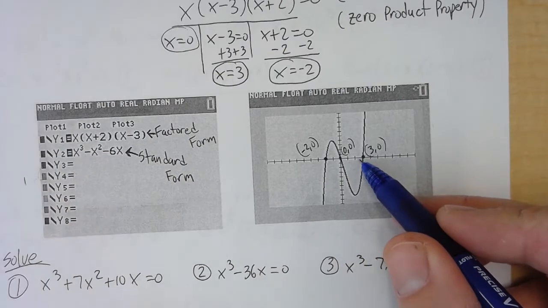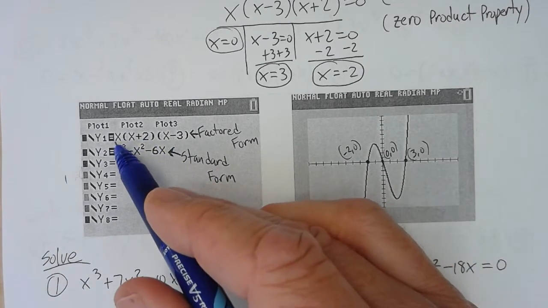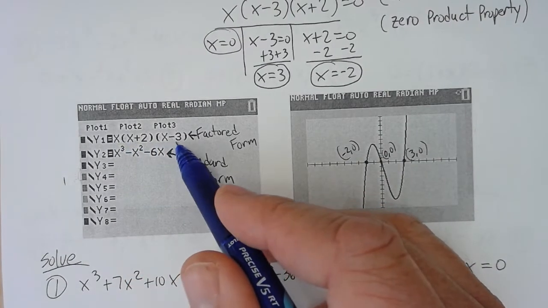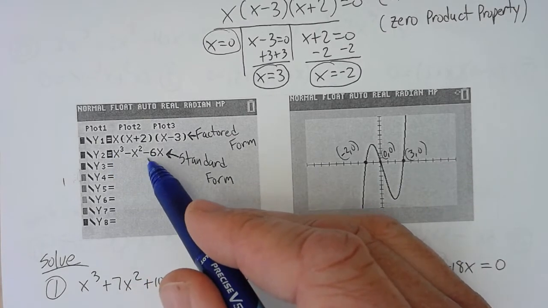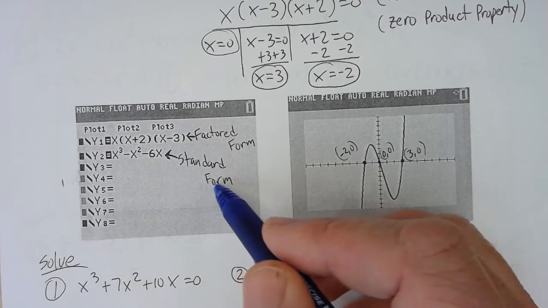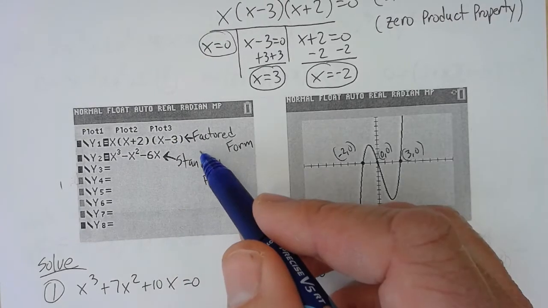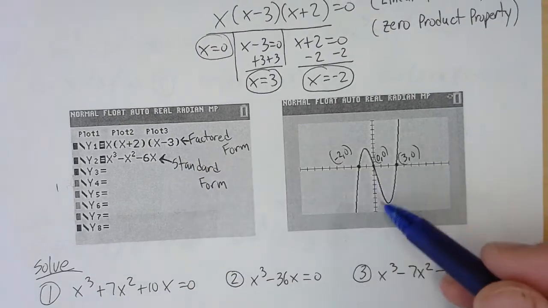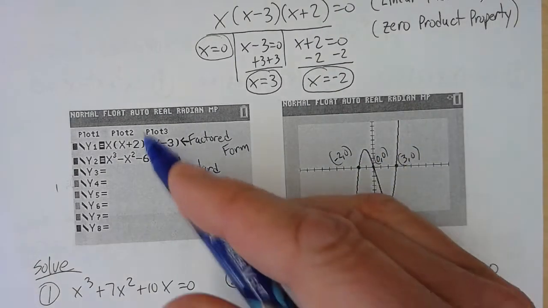I've represented this 2 ways on the graphing calculator, in factored form, where it's all factored out, x plus 2, and x minus 3, and then standard form, x cubed minus x squared minus 6x. So these are the same equation, they're just in different forms. When I graphed each one of these, it just made one graph and then put the other graph right over the top of it. So these are exactly the same.